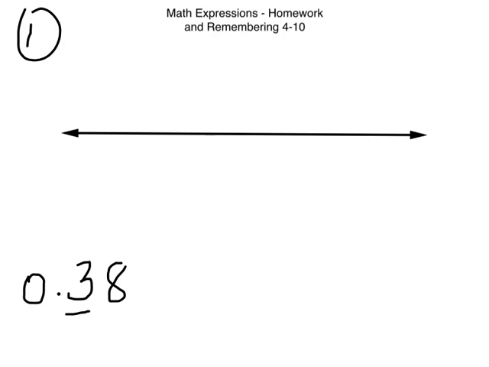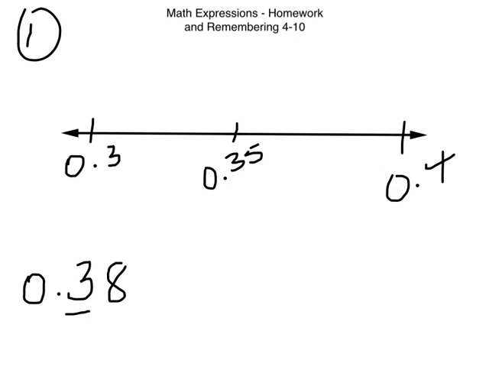So the way I like to think about this on a number line is to start here in the tenth place. So we're going to say that is 3/10. And all the way at the other end of the number line is 4/10. So what would be in between it? What would be right in the center? Well, it would be 35 hundredths. Okay.